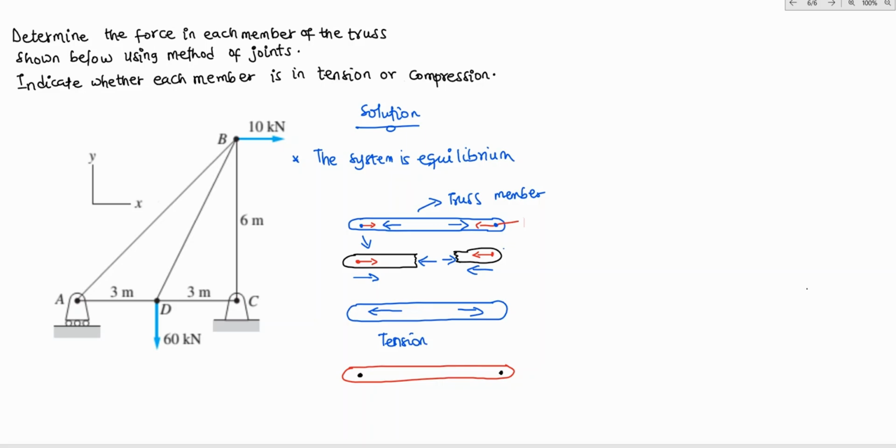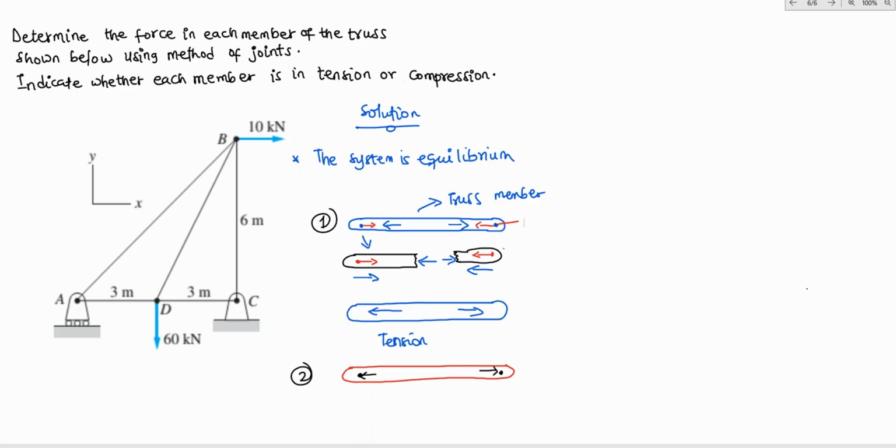Okay, and then let's consider the forces acting towards the pin. The forces are acting towards the pin. So here also a force is acting towards the pin. So this figure here is different from the first one, right? I hope you can see that. So in this case also, what are you going to say? Are you going to say that the truss member is in tension or in compression?